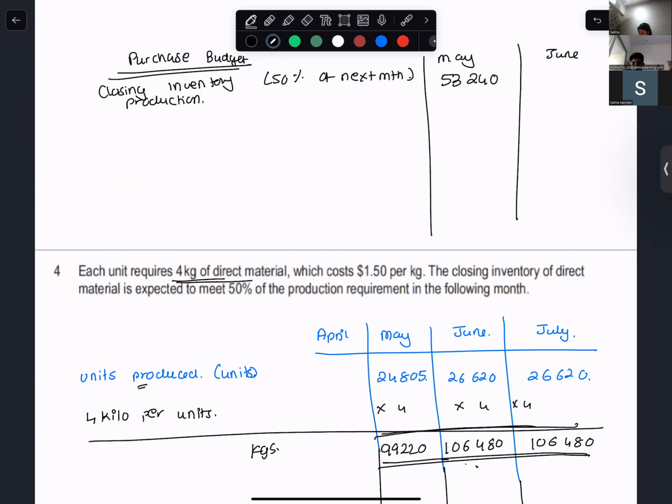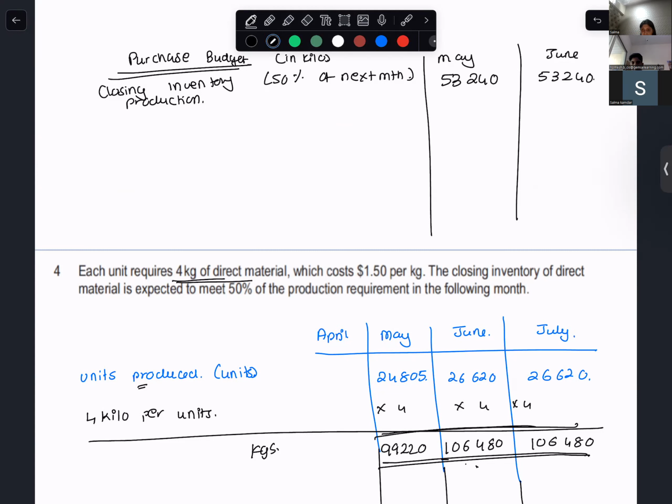How about closing inventory for June? It would be the same, 53,240, because it is the same amount. So we are making the production budget in kilos first, then we will find it in dollars. So this is closing inventory.